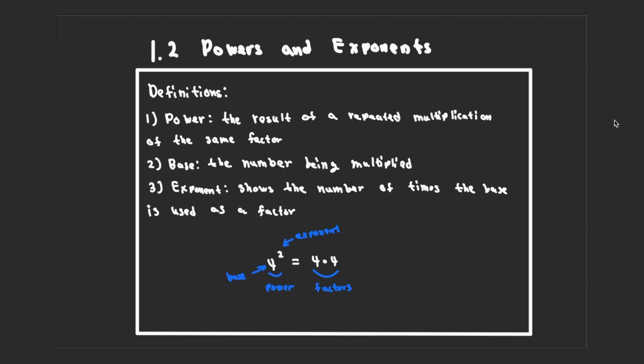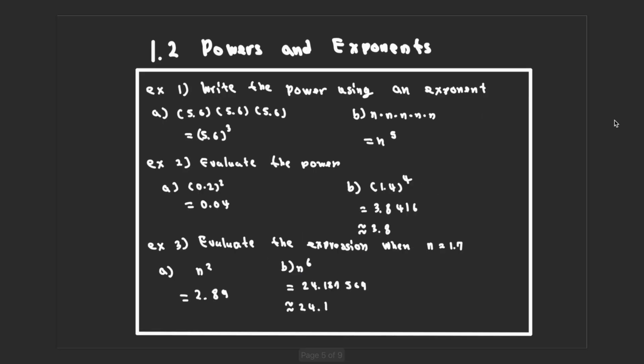So here, the base would be 4, the exponent would be 2, the power would be 4 squared, and the factor is 4. Okay, now let's do some example problems. The first set of problems asks us to write the power using an exponent. The first question asks us to find 5.6 times 5.6 times 5.6. Because we're multiplying 5.6 3 times, the exponent is 3, and the base is 5.6 to get the power 5.6 cubed.